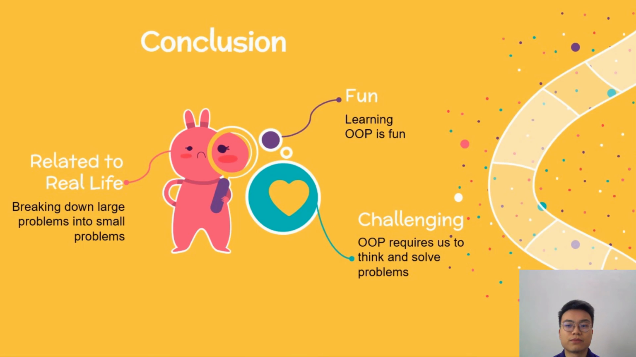So in conclusion, learning OOP this semester has been fun, at the same time challenging. What we have gained from this course is that critical thinking skills are developed because OOP requires us to think and solve problems. If we relate OOP to our real life, we can say that OOP is analogous to our real life, where our life will consist of chunks of problems, but it is up to us to break down large problems into smaller problems to solve them easily.